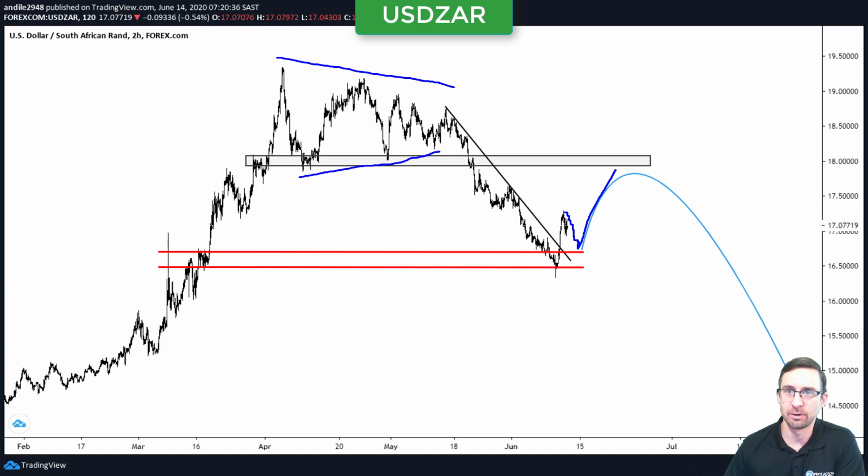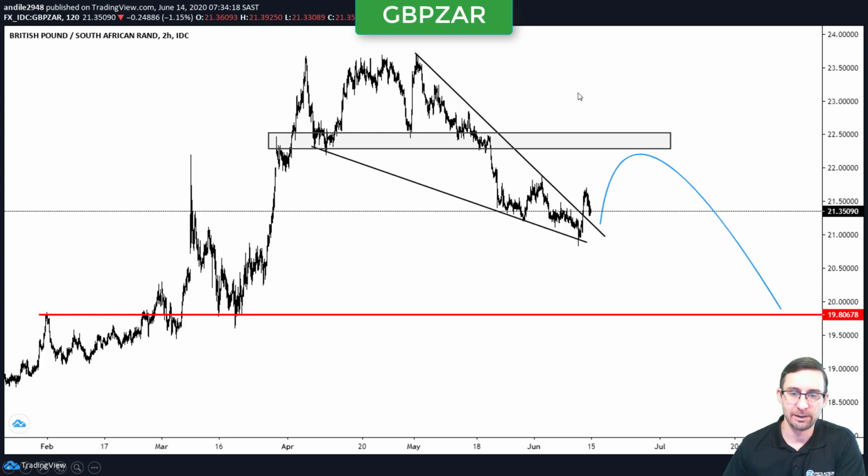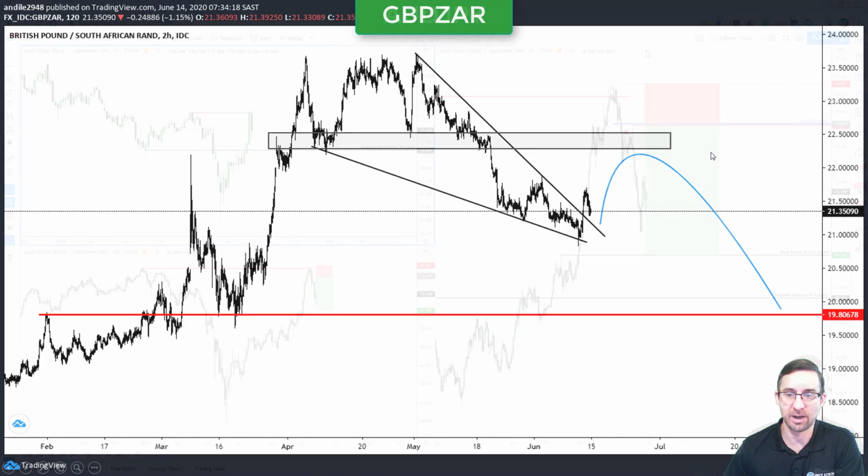Similar looking setup on the pound ZAR, if I can just move to that slide. And again, we had this big impulsive move, and potentially we could have a little bit of a move higher before coming down. I wouldn't be taking both of these trades, as they're probably both ZAR related. So just pick your best one if you decide to take this trade.